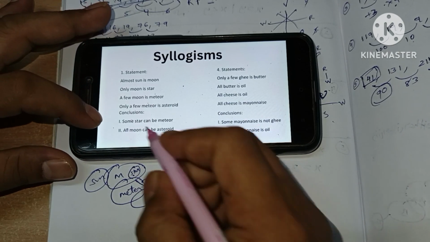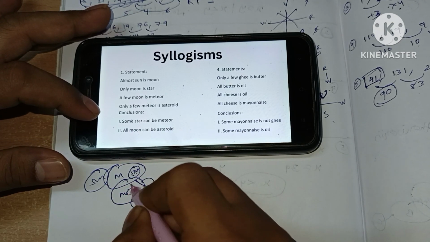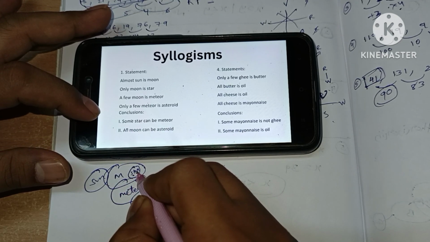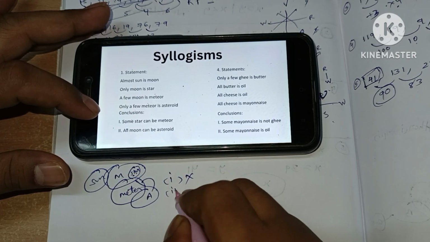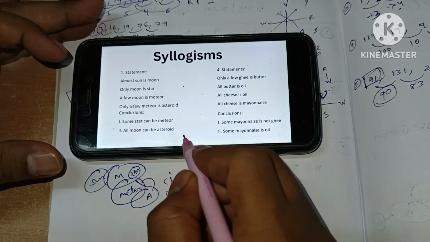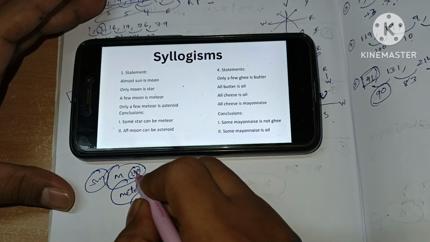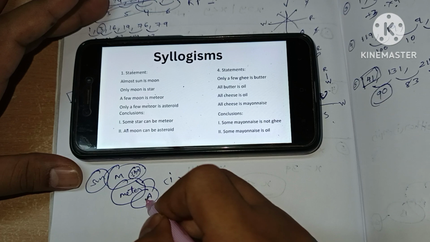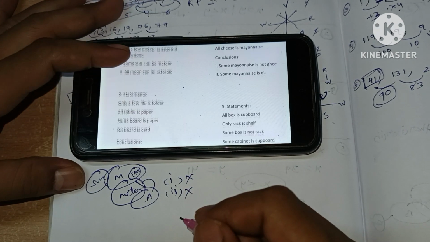Let's see conclusions. Some star can be meteor. Star and meteor: star doesn't share with anything except moon. So first conclusion will be false. Second conclusion, all moon can be asteroid. All moon can be placed inside asteroid. No, because star doesn't share with anything except moon. We cannot place it in asteroid. So second conclusion will be false.